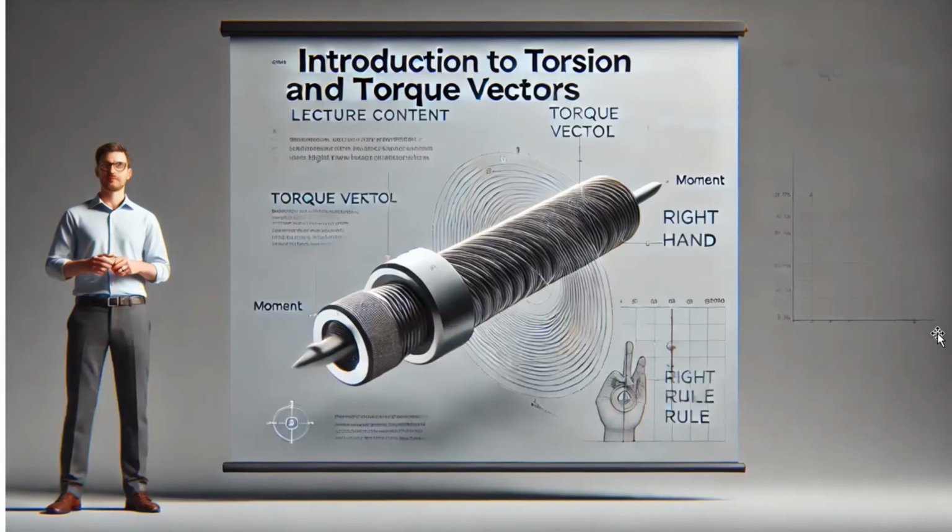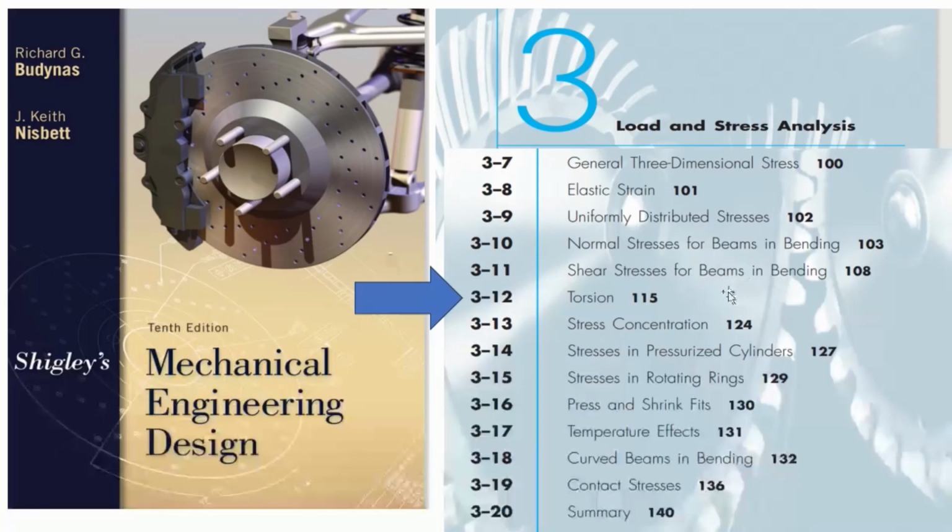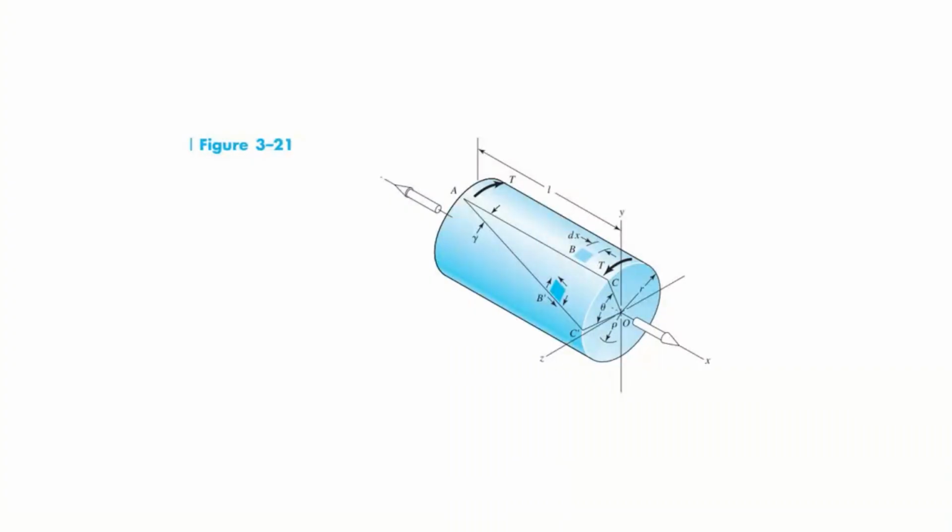In this video, I'm going to talk about torsion and torque vectors, which is part of topic 3.12 Torsion in Chapter 3, Load and Stress Analysis, from the Shigley's Mechanical Engineering Design textbook. In the textbook, there is Figure 3.21, which depicts a cylindrical rod that you apply torsion to.